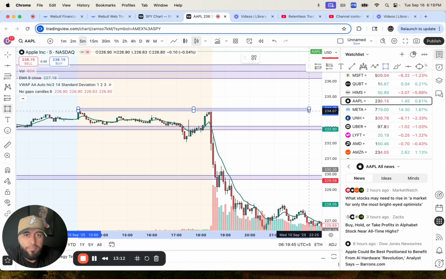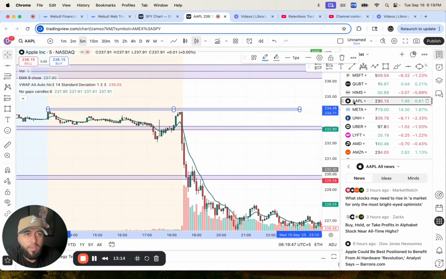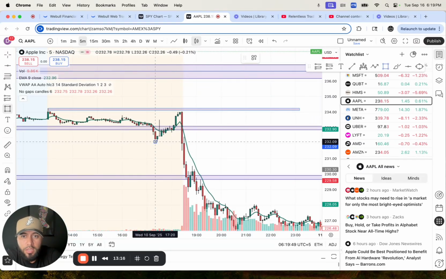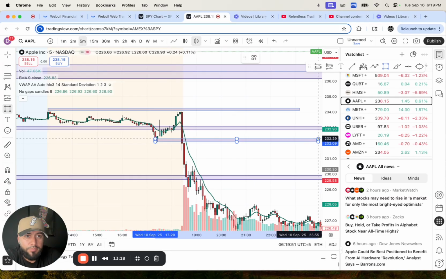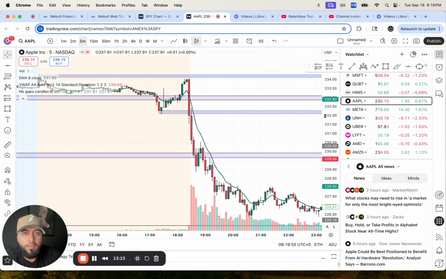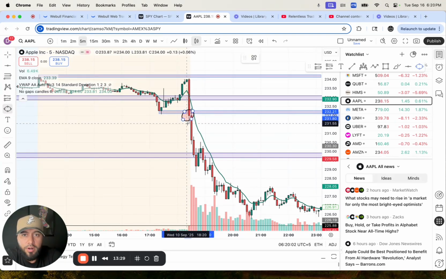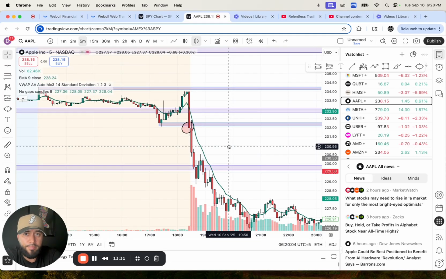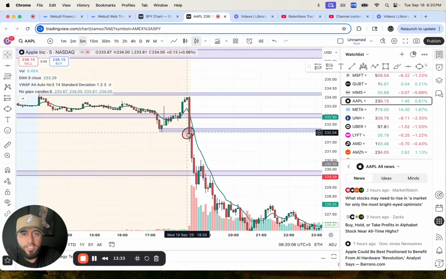We break down under, we close under pre-market low, right? We close under it. This here gave us a nice little retest right there, and it continued to the downside. So this is how this trade would look. You get the short position, we enter here.